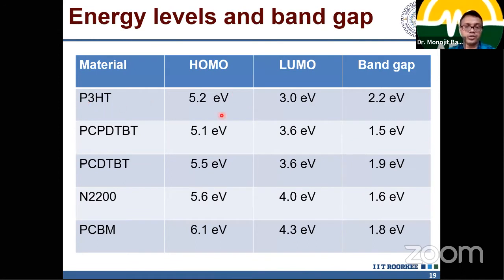Now, the beauty is you can control the HOMO and LUMO as well as the band gap. So you can design your material in such a way that you get the desired band gap as well as your HOMO-LUMO levels. So these are some of the typical polymers used for solar cell applications. And you can see how the band gap looks depending on the polymer, like P3HT, PCPDTBT. And these are some of the most commonly used acceptor materials, like PCBM. It could be C60-based PCBM, it could be C70-based PCBM and so on.